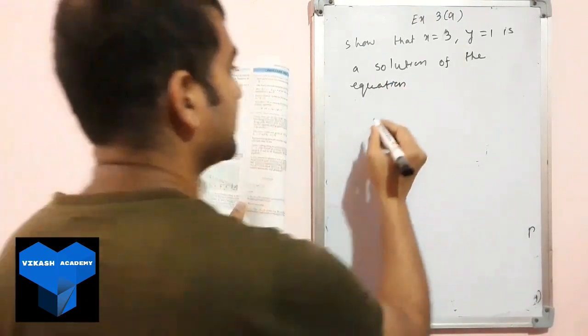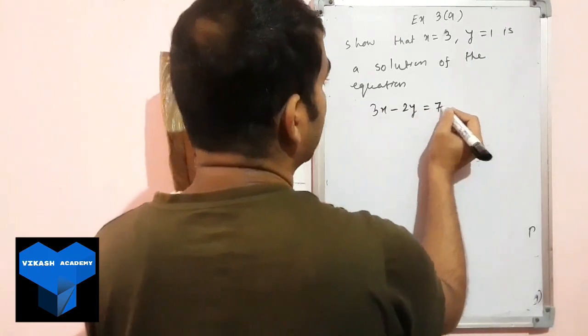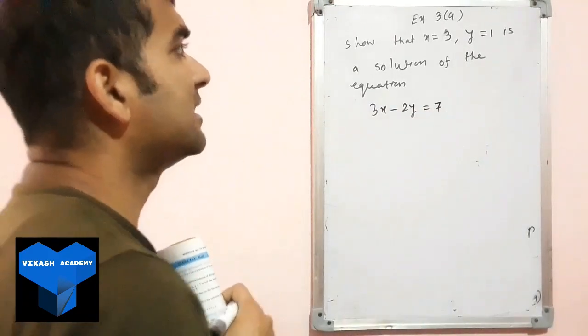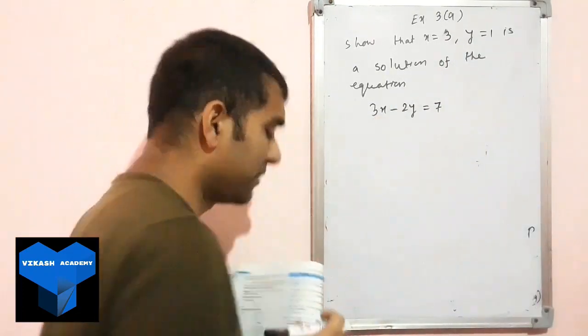3x minus 2y equal to 7. So they are saying that x equal to 3, y equal to 1 is the solution of this equation. So how will you solve?